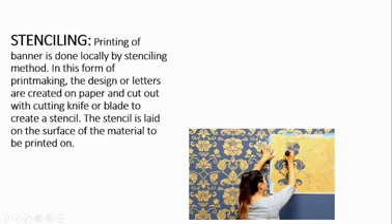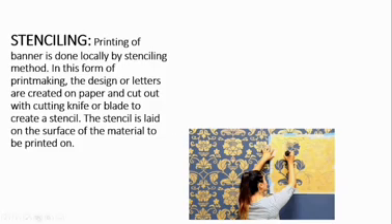This one is commonly practiced in our environment. Stenciling. Printing of banner is done locally by stenciling method. It is a form of printmaking. The design or letters are created on paper and cut out with cutting knife or blade to create a stencil. The stencil is laid on the surface of the material to be printed upon.